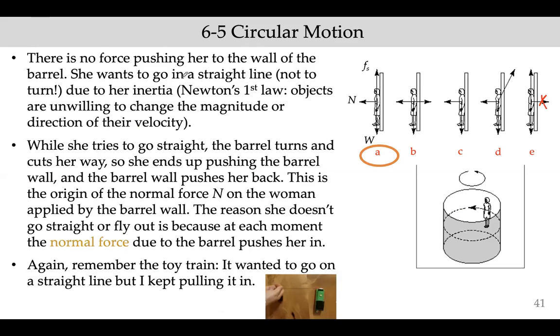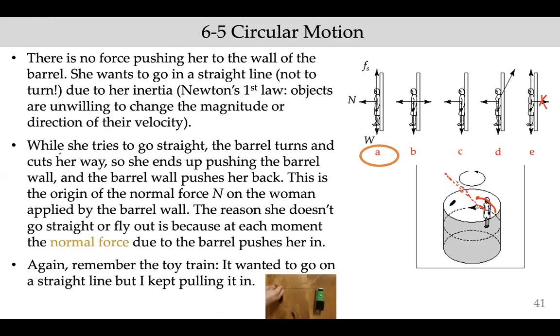So what happens is she wants to go straight on a straight line, not to turn, due to her inertia. Remember Newton's first law, objects are unwilling to change the magnitude or direction of their velocity. So this woman has some velocity, she would normally go in this direction, right? So she would go straight. But while she tries to go straight, the barrel turns and cuts her way. So she ends up pushing the barrel wall.